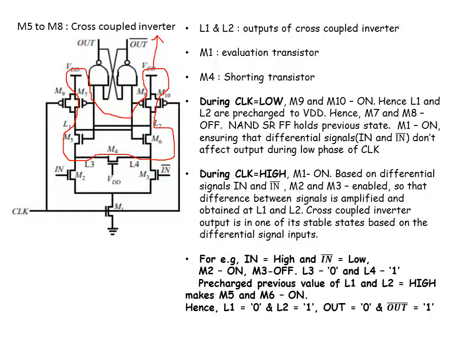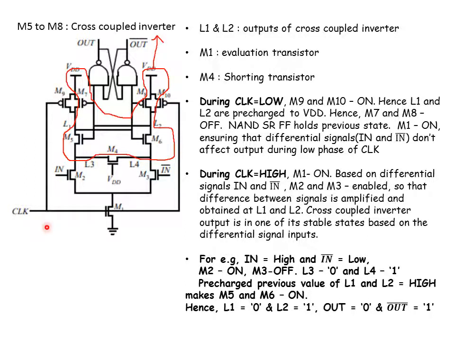So let us discuss the operation of the circuit. Here L1 and L2 are the outputs of the cross coupled inverters, or you can say the outputs of the sense amplifier. M1 is called the evaluation transistor. Why is it called the evaluation transistor? We have already seen in dynamic circuits, when clock equals 1, M1 will turn on and the circuit will evaluate based on in and in bar.